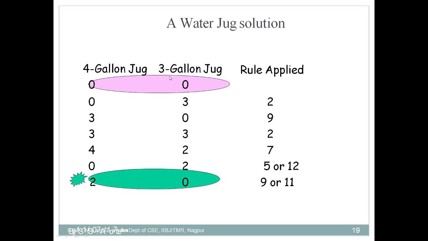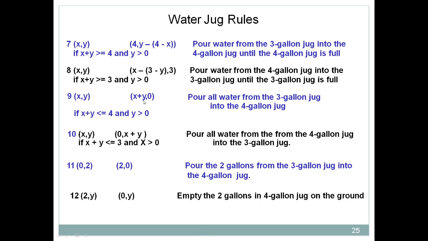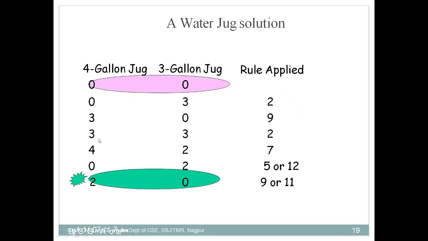After that we'll transfer this 3 gallon water from the 3 gallon jug to the 4 gallon jug. That means we are transferring the water where we apply rule number 9. What is rule number 9? Pour all the water from 3 gallon jug to 4 gallon jug. We have transferred all the water, that's why we have applied rule number 9. So after transferring this, here 3 is there and here 0 is there. Again we will fill this 3 gallon jug with water. So we apply the same rule. What is rule number 2? Fill the 3 gallon jug. So here we have filled the 3 gallon jug. So we got 3 3. Because what do we want? We want to have 2 gallons of water in the 4 gallon jug. This is our final state. Now after that I want to transfer some water from the 3 gallon jug to the 4 gallon jug.